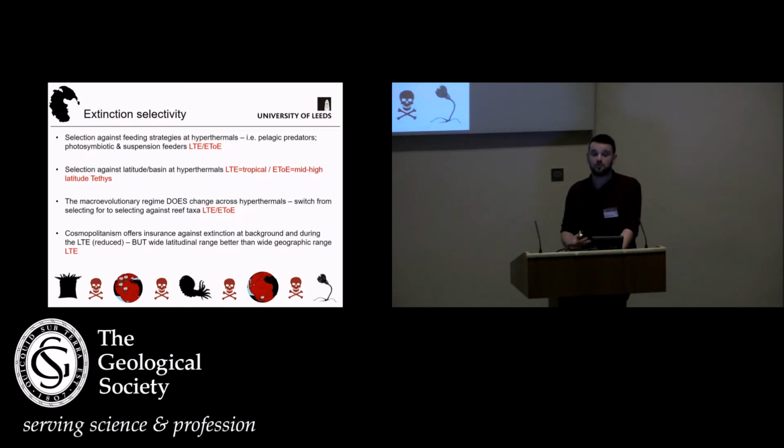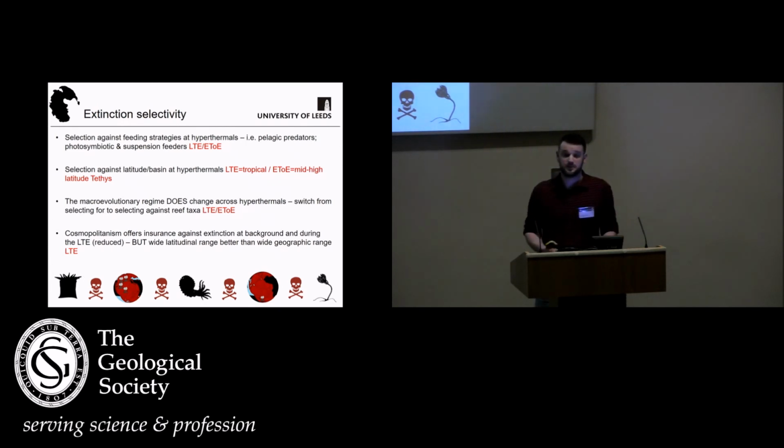The macroevolutionary regime, this is critical, it does change across the hyperthermals. We don't see any evidence for just an increase in extinction magnitude. Different things are being selected against during these events. And cosmopolitanism offers insurance against extinction during both background and mass extinctions, but it's significantly reduced across mass extinctions. But a wide latitudinal range is a better predictor of survivability than a wide geographic range in all scenarios.